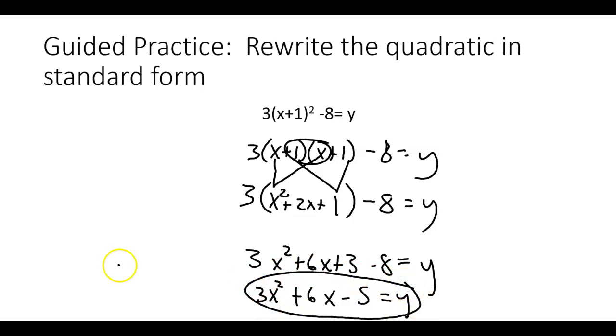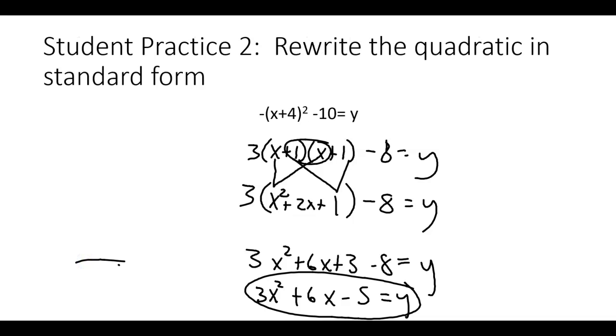All right. So last problem for you guys is just try one on your own from beginning to end. There's a little negative here in the front. You can think of that as a -1, okay? I'm going to come around and check notes while you're working.